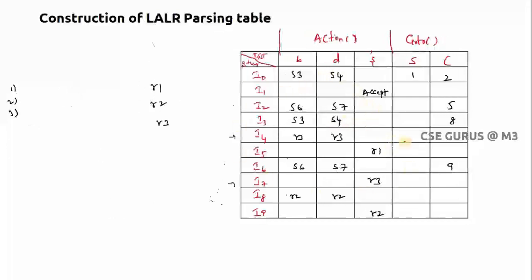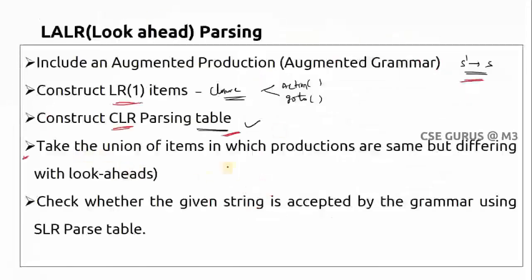Now this is a CLR parsing table which we constructed for a grammar. We have taken an example. After completion of this, what you need to do for LALR? Take the union of items in which productions are the same but differing in look aheads.